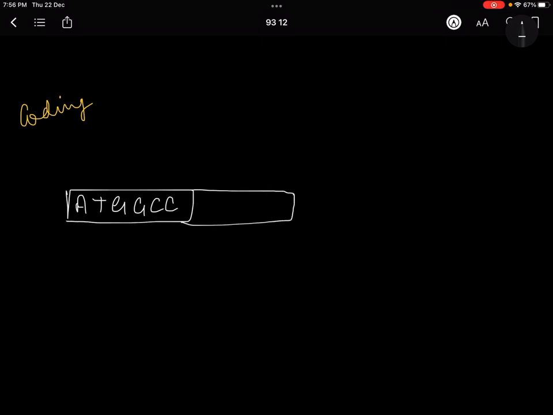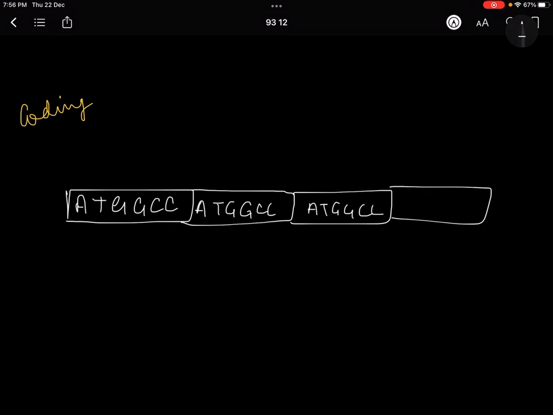Now let me make more of it. Same. I'm not changing it, guys. Okay. A, T, G, C. Okay, sorry. G, C, C. A, T, G, G, C, C. A, T, G, G, C, C. Now this becomes a variable number tandem repeat. Okay, these are tandems. They become and they are variable.